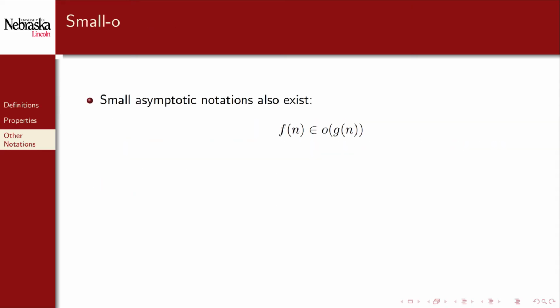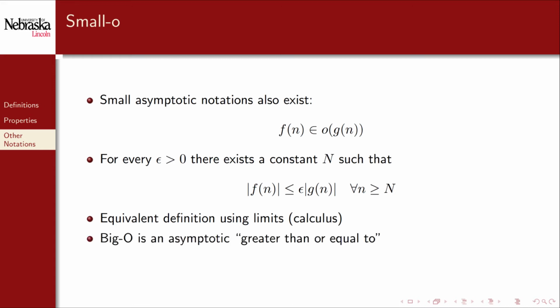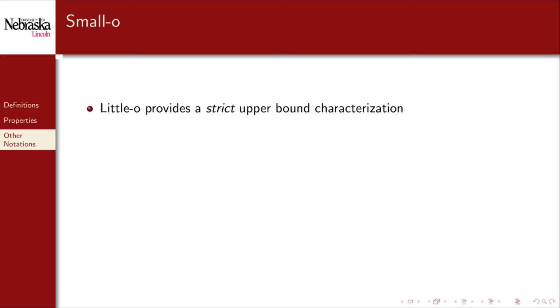We've been using big asymptotic notations, and indeed there are small asymptotic notations. Small o and small omega notation also exist. Formally, the definition involves either defining an epsilon n pair, or there's an equivalent definition using limits that we present in another supplementary video. The intuition, however, is that while big O provides an asymptotic less than or equal to characterization, little o is stricter, a less than but not equal to characterization. That is, it provides a strict upper bound characterization.